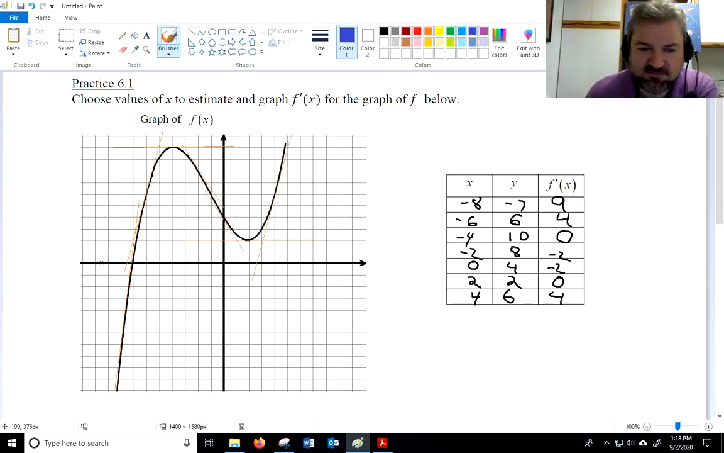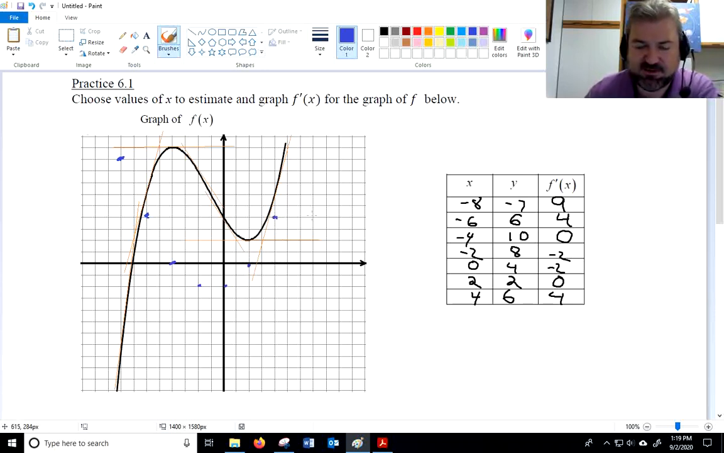So at -8, our derivative is at 9. Then at -6, we're at 4. Then at -4, we're at 0. At -2, we're at -2. At 0, we're still at -2, it looks like. Then at 2, we're back at 0. And then at 4, we're at 1, 2, 3, 4.